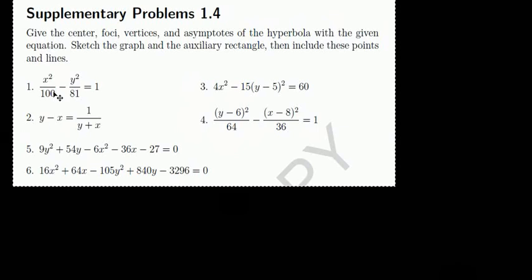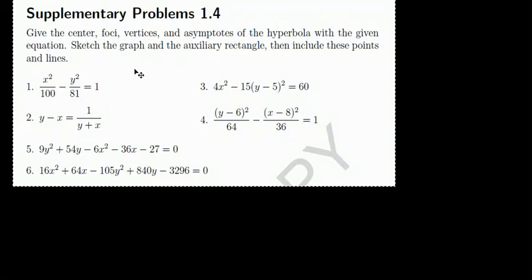Okay, so we're going to try to solve one problem in supplementary problems 1.4. We're going to give the center, foci, vertices, and the asymptotes of the hyperbola with a given equation. We're going to sketch the graph using the auxiliary rectangle, and then we're going to include those points on our graph. And for this video, we're going to solve number 6.